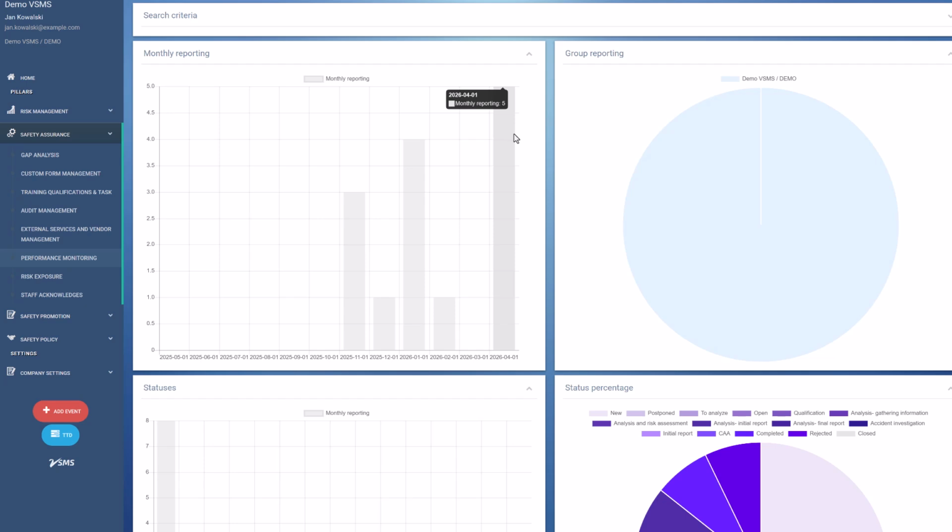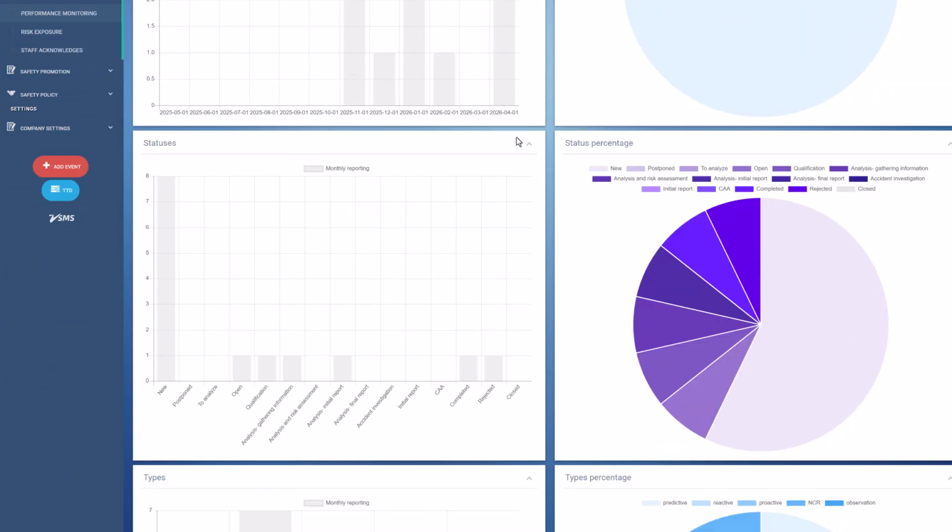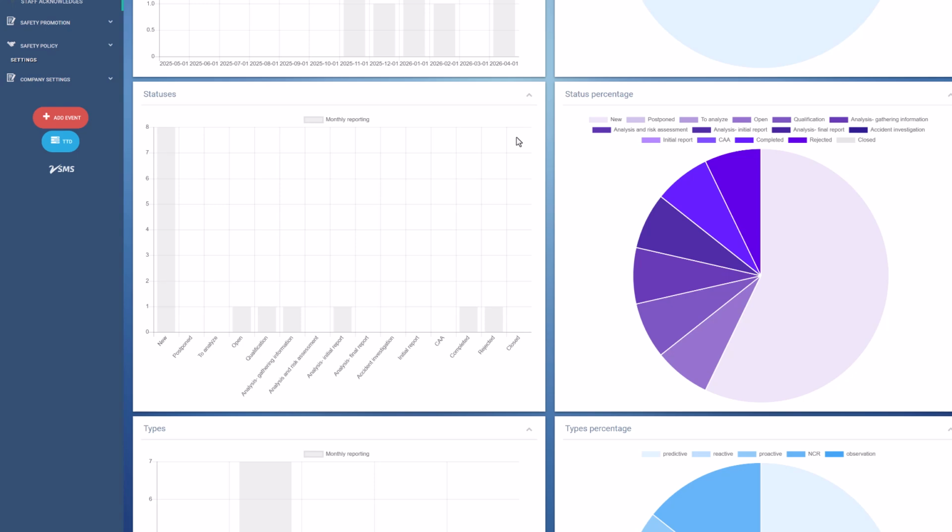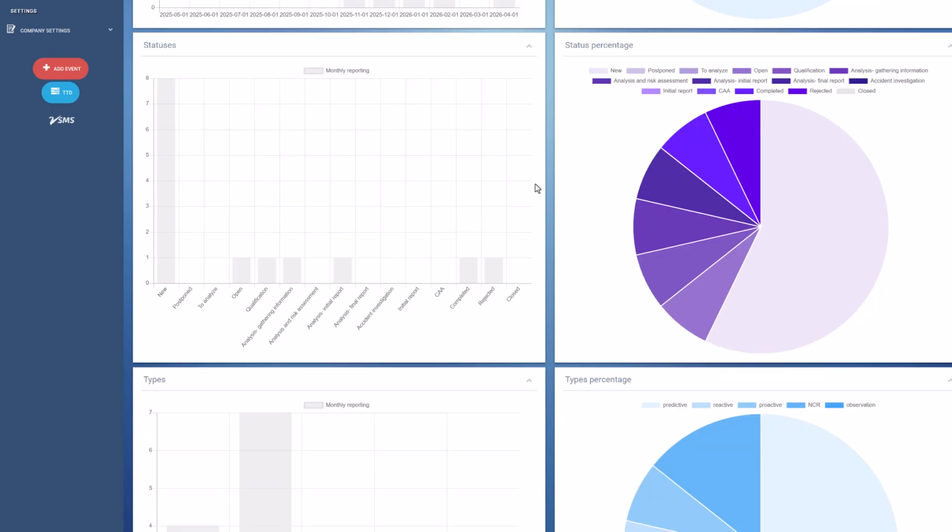3. Workflow and lifecycle tracking. The statuses and status percentage charts, the purple-themed pie chart and bar graph, monitor the progress of safety reports. They show bottlenecks. If too many reports are stuck in analysis or pending, it signals that the safety team may be overwhelmed. Completion rates. It tracks how many issues have reached closed or completed status, ensuring that risks are actually being mitigated and not just documented.